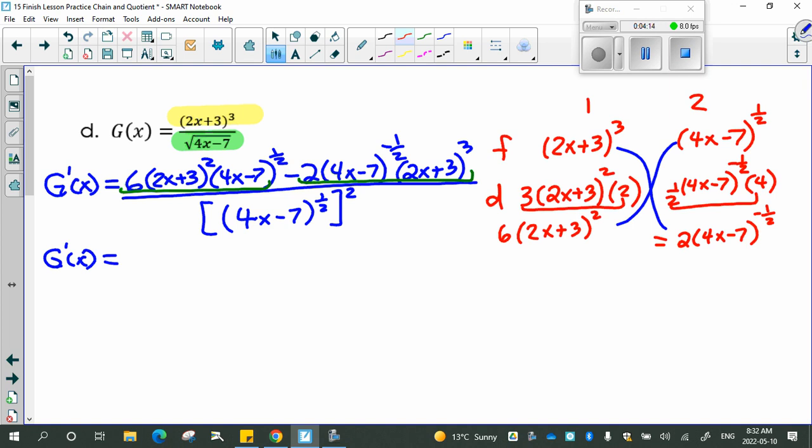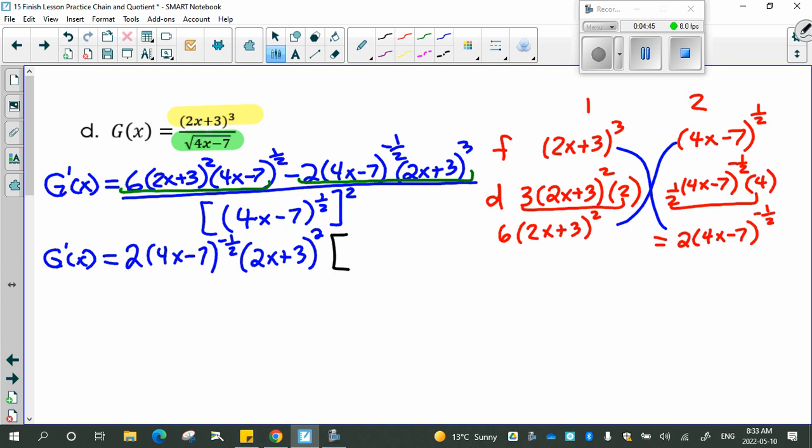Okay, so if you look at your 2 big green chunks, see if you can write down what you think the greatest common factor is. See if you remember from yesterday. Anyone think they know the greatest common factor? Elijah? 2 times 4x minus 7 to the negative 1/2, times 2x plus 3. Perfect. Okay, so that's the greatest common factor.